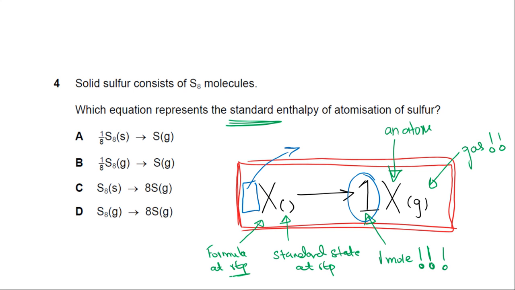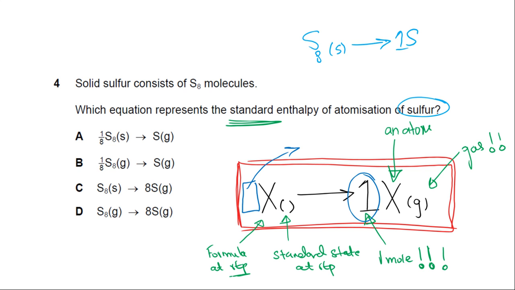Now let's see an example. In this case, we're talking about sulfur. And we know that the formula of sulfur at RTP is S8. And the standard state at RTP for sulfur is solid. Now this is something that you should know by now. It's something that you've already done in O levels, that sulfur at RTP is a yellow solid. So you must know that. And what we want to form is an atom. So I just require a sulfur atom, and it should always be 1 mole.